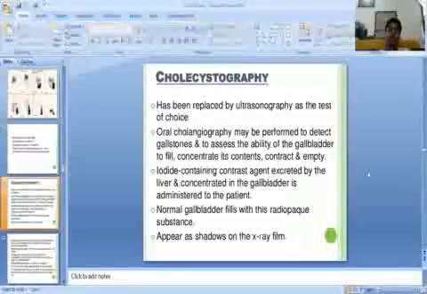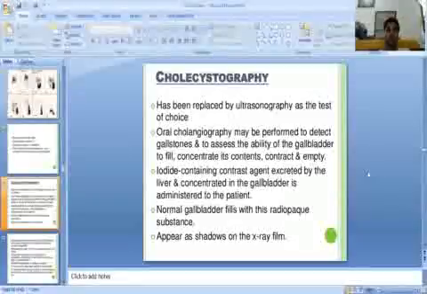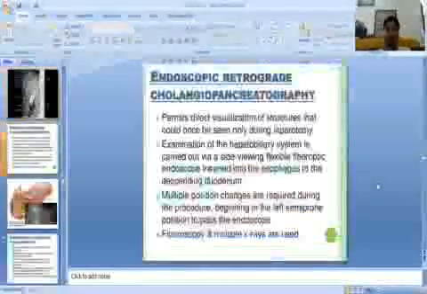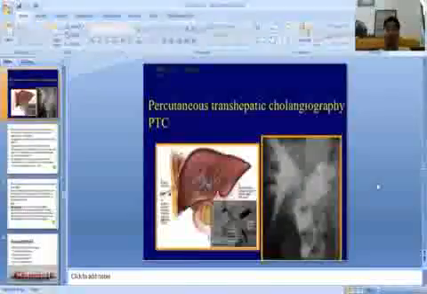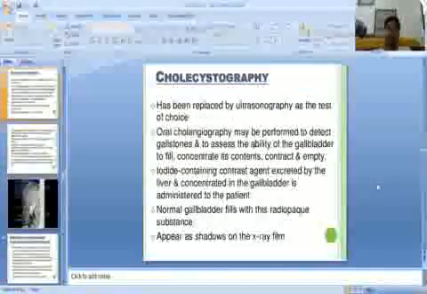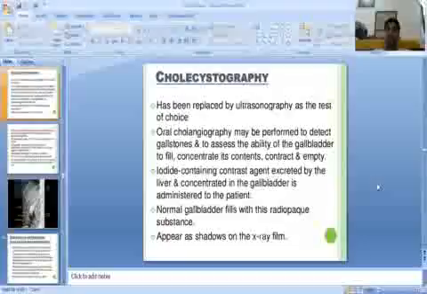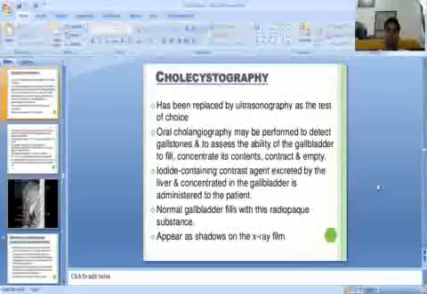Cholecystography has been replaced by ultrasonography as the investigation of choice. Oral cholecystography may be performed to detect gallstones and to assess the ability of the gallbladder to fill, concentrate its contents, contract, and empty.